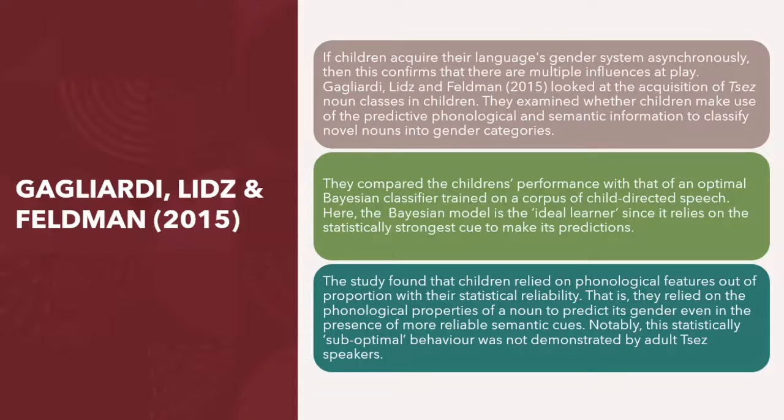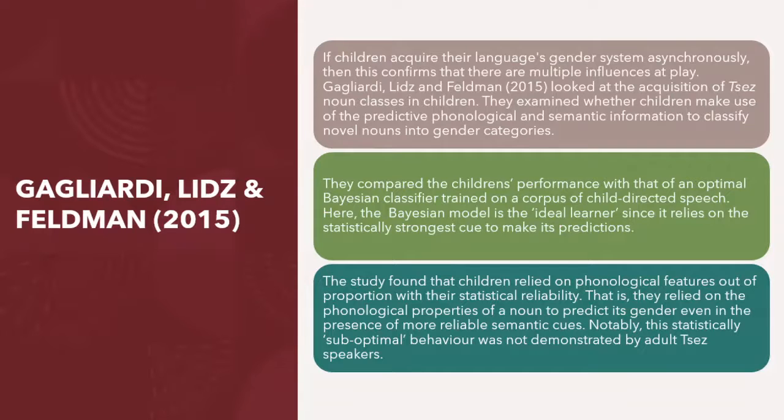They compared the children's performance with that of an optimal Bayesian classifier trained on a corpus of child-directed speech. Here, the Bayesian model is the ideal learner since it relies on the statistically strongest skew to make its predictions. This provides a baseline to measure the children's performance against and assess whether they optimally utilize the distribution of predictive features available in their input.